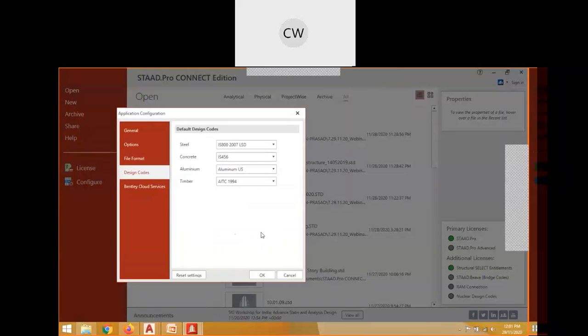Then there are certain other options which may not be useful. Then file format is there. Design codes are again important, so you have to set your design codes before starting your model. For steel design, IS 800:2007 limit state design is available. For concrete design, IS 456 is available. Aluminum and timber are not used, so you can keep them as default. But of course, steel and concrete you have to change.